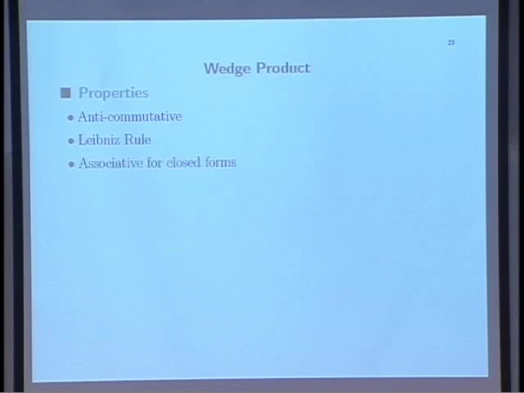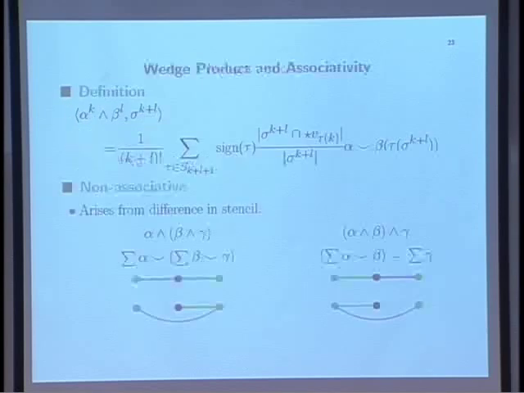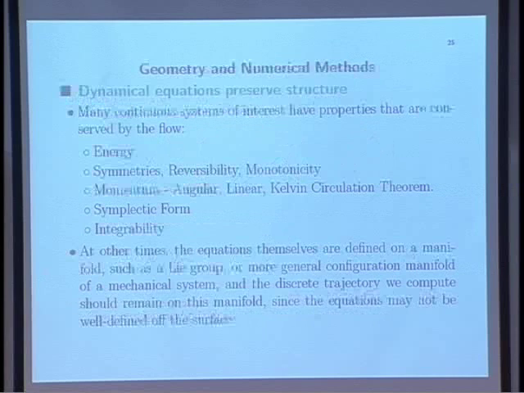So you might say, well, what good does that do you? It turns out that associativity for closed forms is enough to ensure that in the limit, it is associative. So it's not associative in general, but in the infinitesimal limit, it is associative. So let me just skip that. So that's a bit about the geometry.